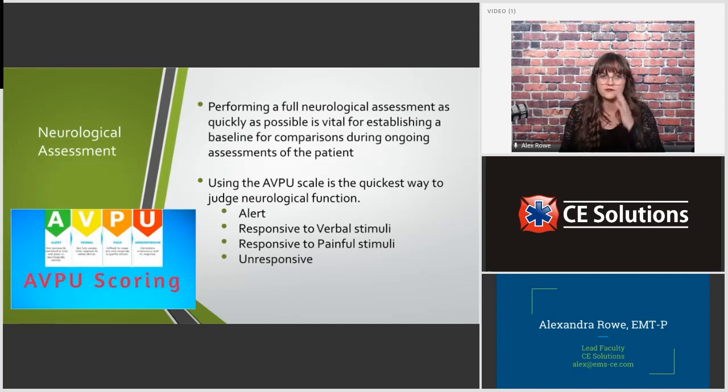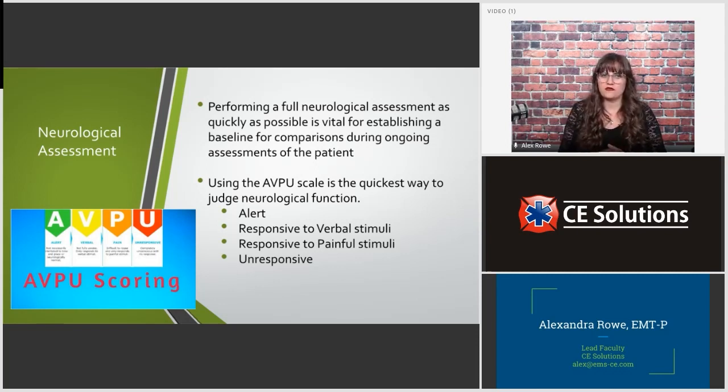All right, neurological assessment. Performing a full neurological assessment as quickly as possible is vital for establishing a baseline for comparisons during ongoing assessments of the patient. I wanted to read that verbatim because it is extremely important to get that baseline. How can you compare and see if the patient is getting better or getting worse if you haven't established that baseline? This is also something you write in your report that you give to the receiving facility. They're going to look at the trending pattern to see, okay, is this getting better? Is this getting worse? What are we thinking here?